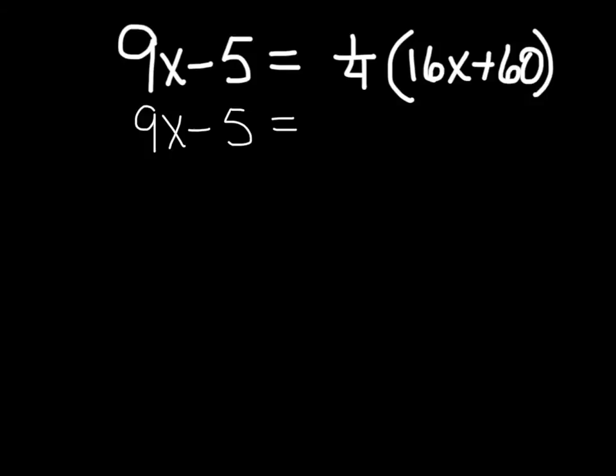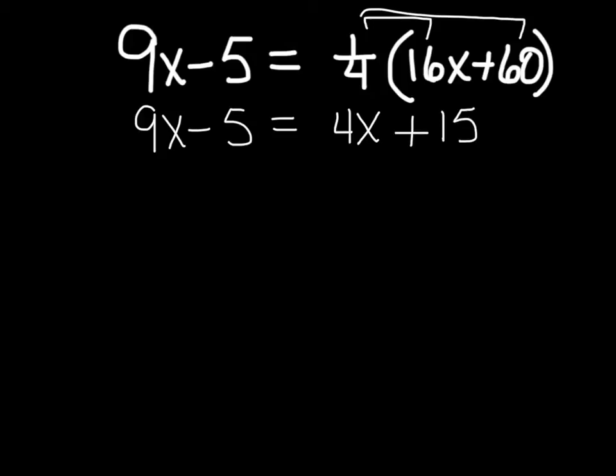Now let's clean it up. Let's simplify what we can. We are going to distribute that 1/4 to everything in that set of parentheses. 1/4 of 16 is 4, plus 1/4 of 60 is 15.